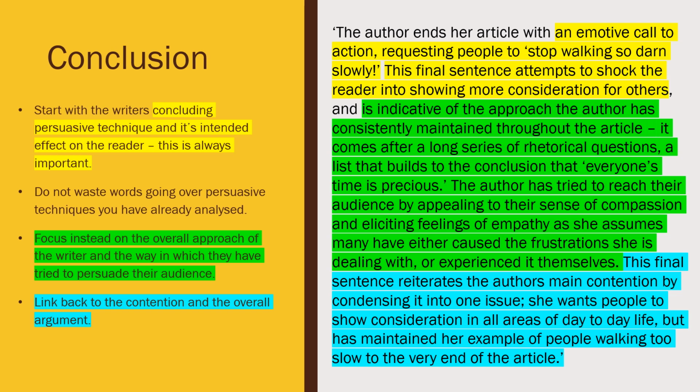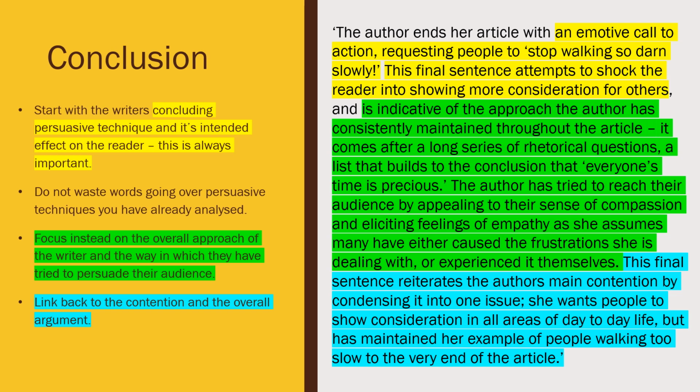I've then gone on to focus more on the overall approach of the writer and the way in which they've tried to persuade their audience. That's the majority of my conclusion there. And then, of course, I've finished my analysis with a link back to the contention and back to the overall argument. So the final sentence reiterates the author's main contention.